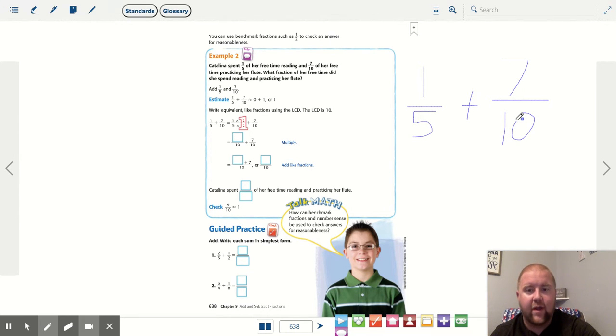All right, we have to find our common denominator, which they show here is 10. Now, 7/10, we already have a denominator of 10, so don't do anything to it. So what am I going to do to this one? I multiply the numerator by 2, and that gives me 2/10. So 2/10 plus 7/10 equals 9/10.